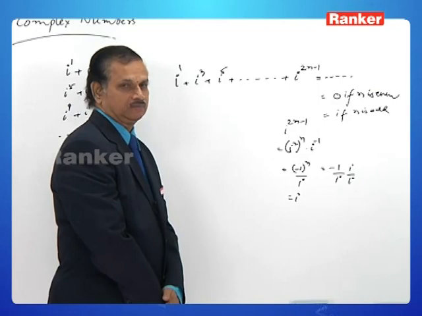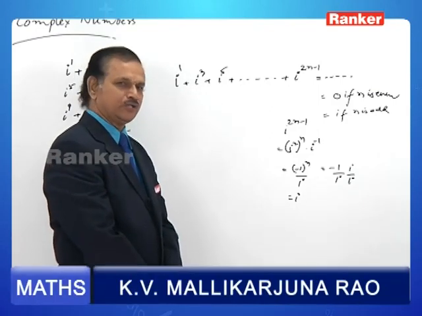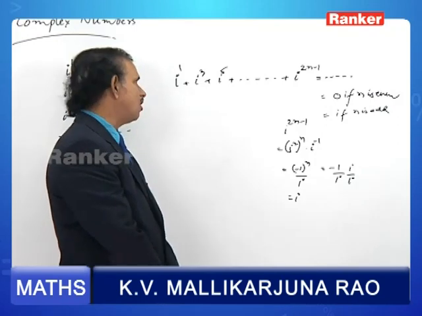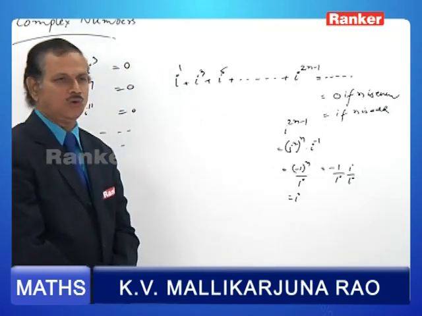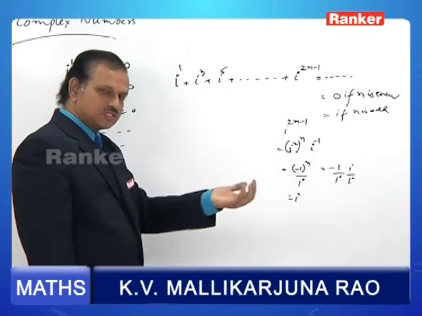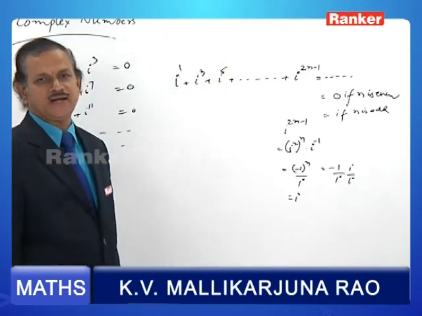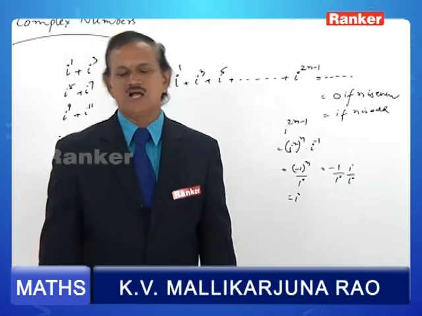N is odd. The number of terms present here is odd. We know that the sum of two odd integral powers of i is 0. You pick out two terms like that, and at the end, one term will remain. What is that term remaining? The last term. What is that?